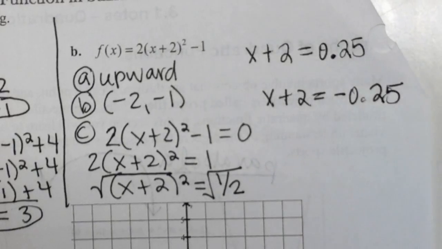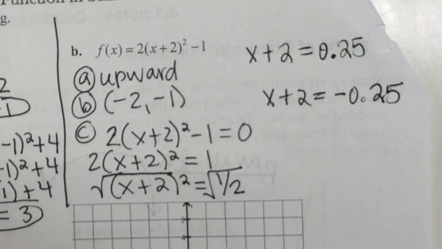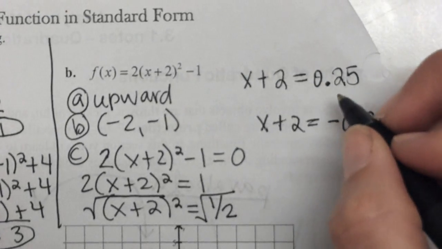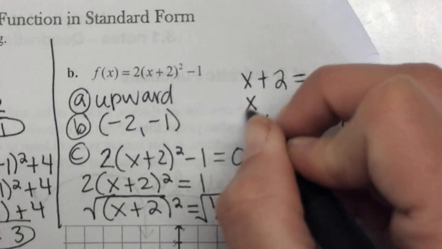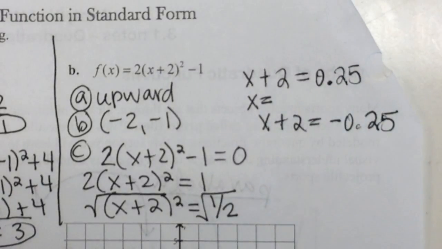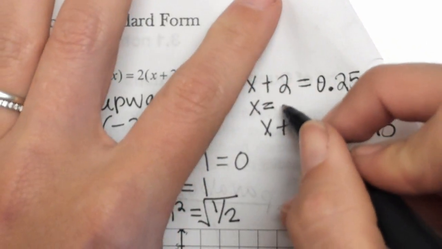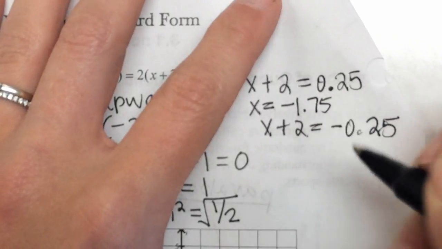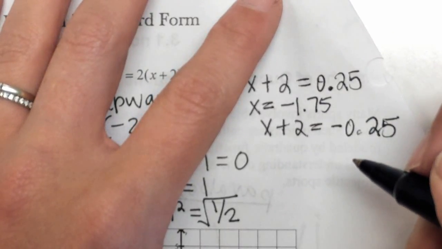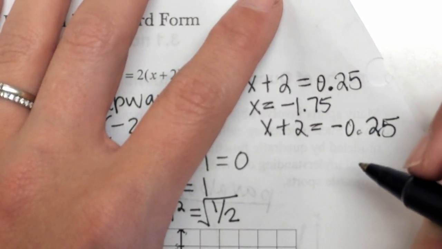Now let's solve for x. So when I subtract 2 from 0.25, tell me what that's going to give us. Negative 2.5. Is that correct? Yes, but if you subtract. Wait, hold up. Negative 1.75? Good.